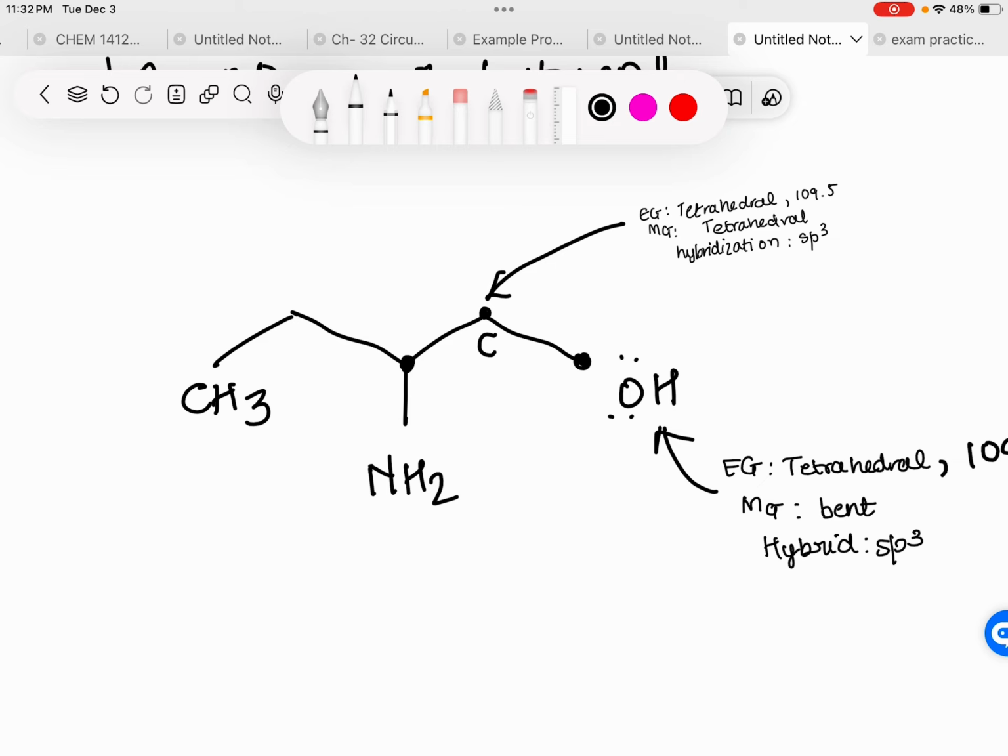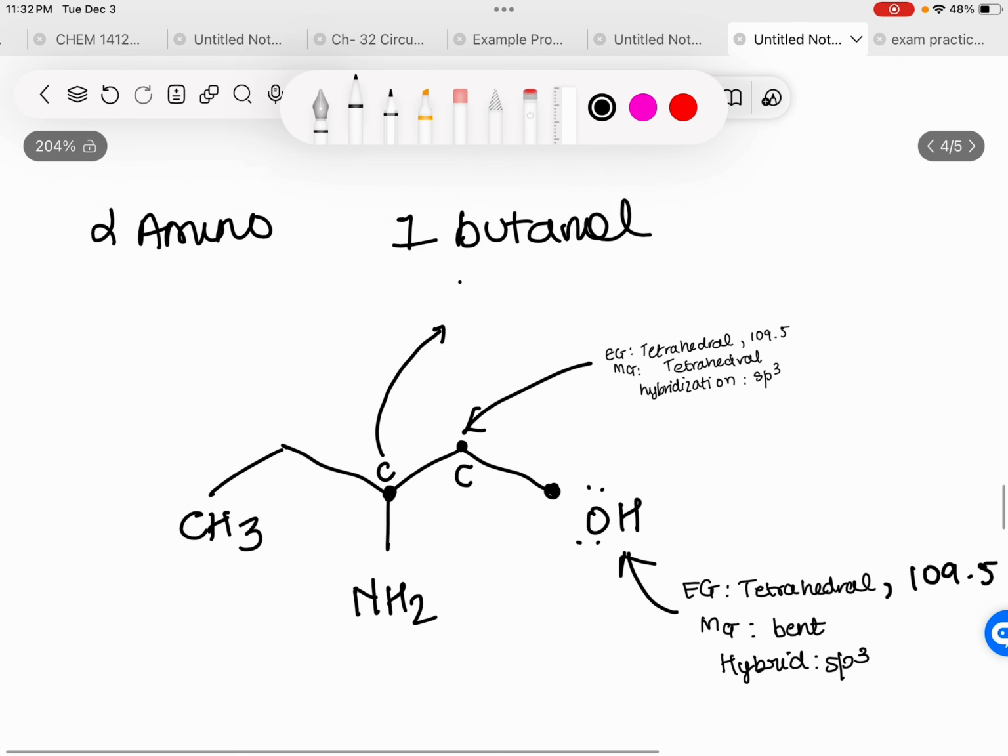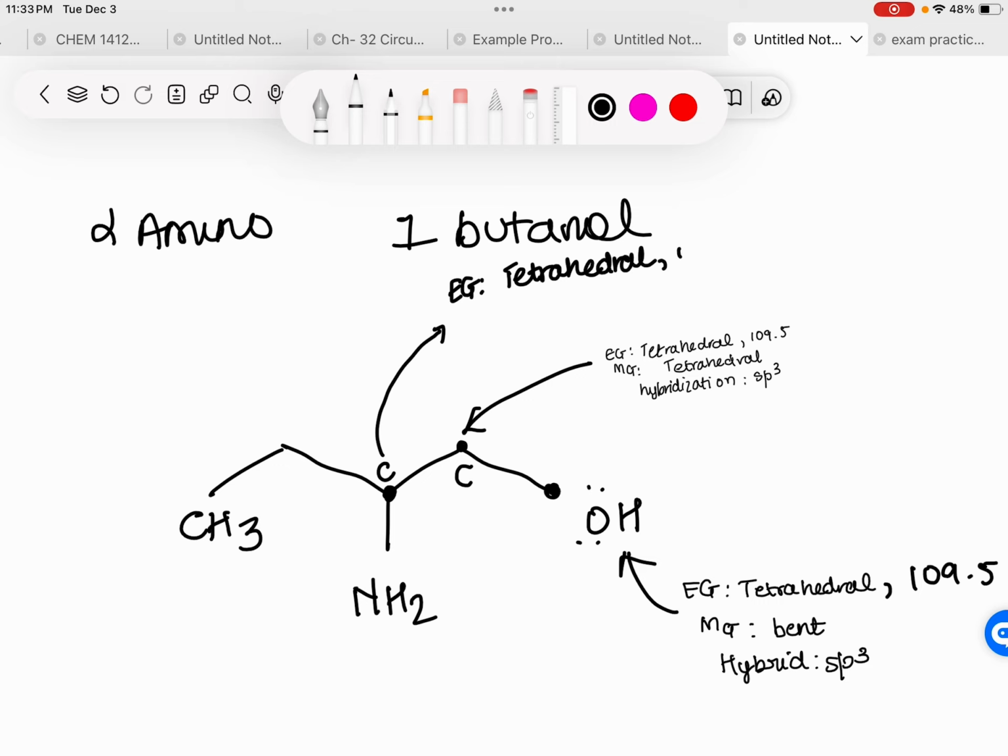Next, the carbon here has an electron geometry that is tetrahedral again. The molecular geometry is the same, and the hybridization is sp3.